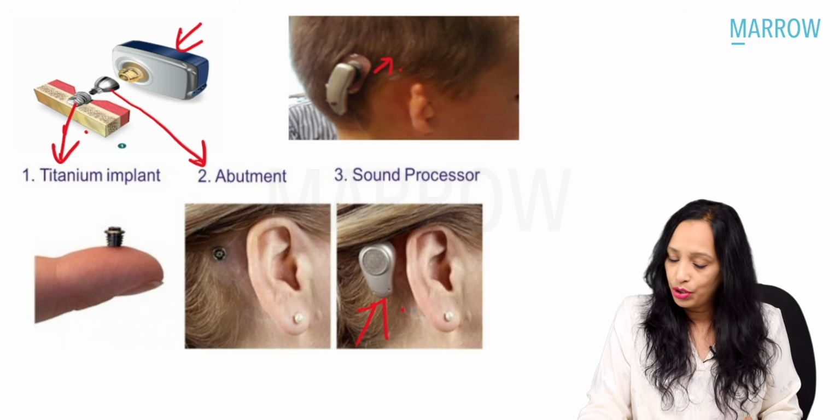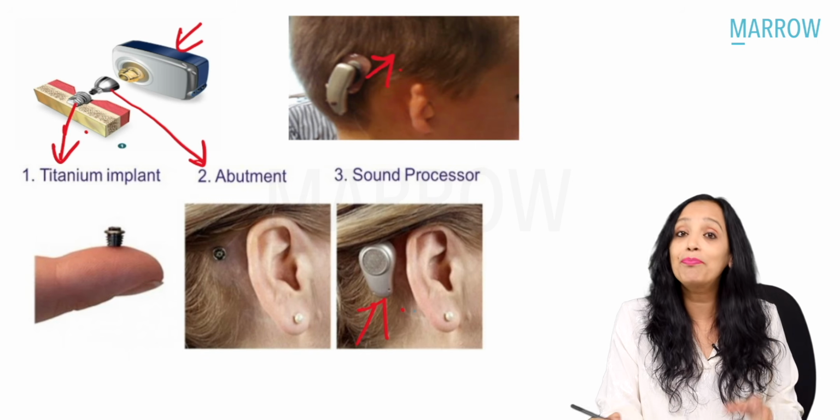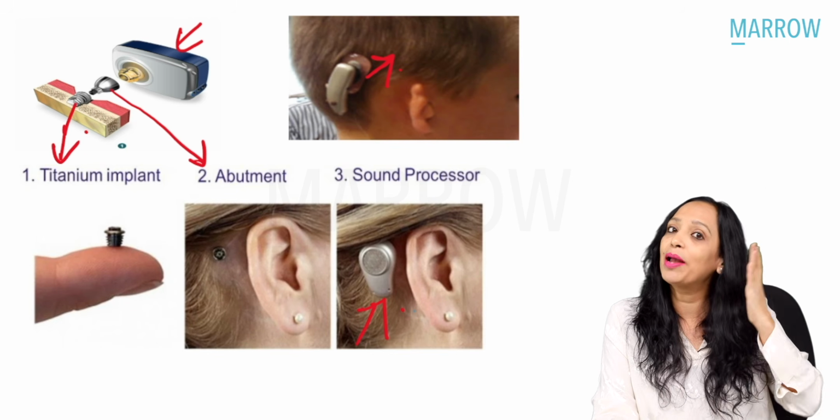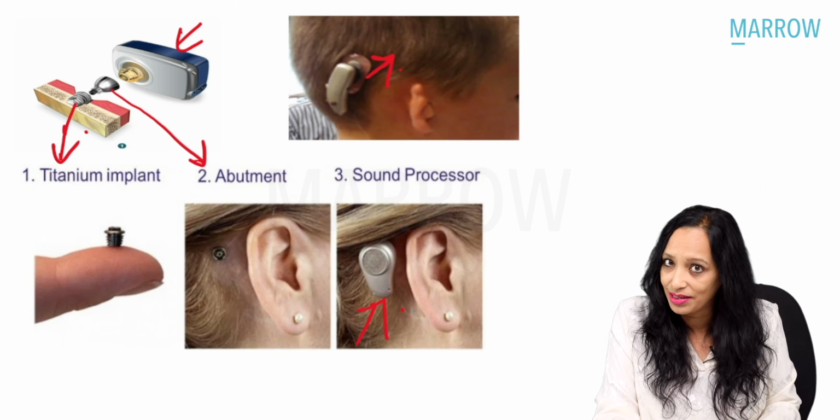Now what does the BAHA do? It directly sends the sound impulses into the cochlea. So it directly stimulates the cochlea. It bypasses the external ear and the middle ear.